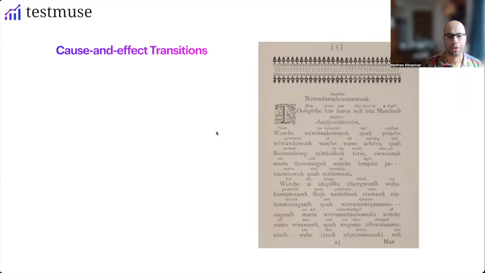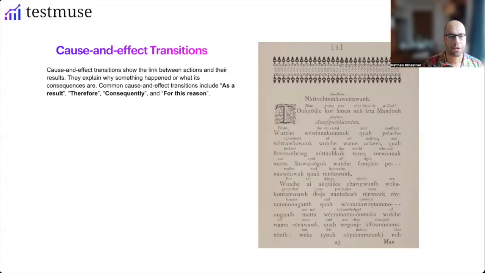So cause and effect transitions. These show the link between actions and their results. They're showing why something happened or what the consequences of that thing are, right? So we've got stuff like as a result, therefore, consequently, and for this reason.